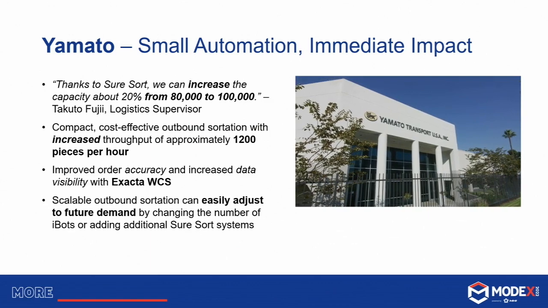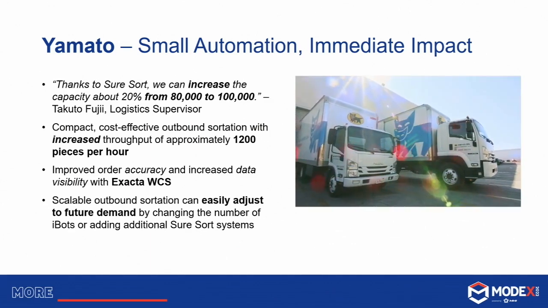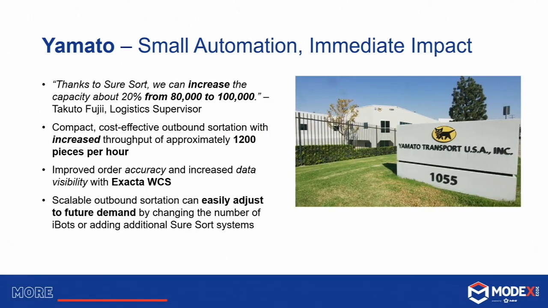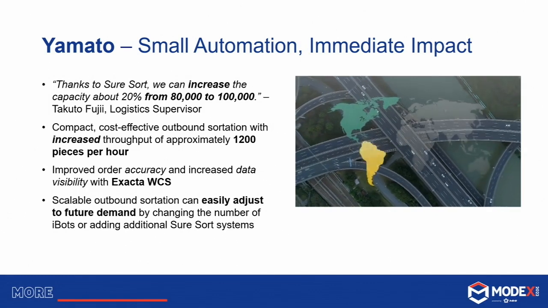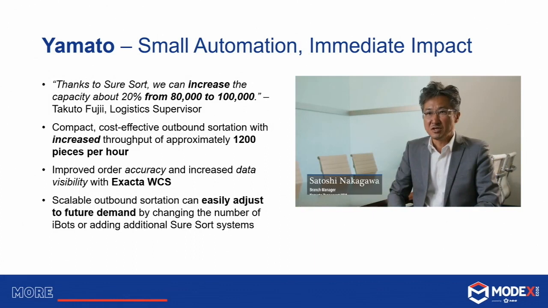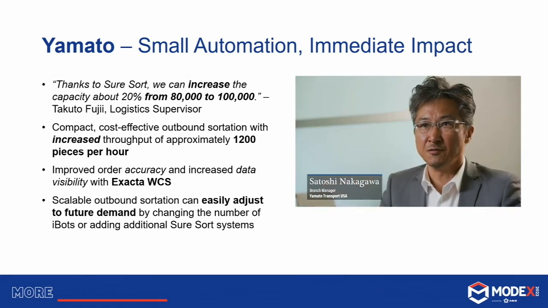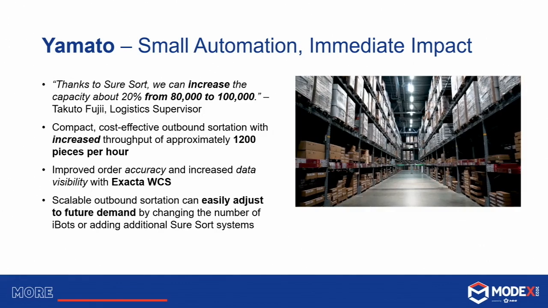So our first small automation or lower automation project example is Yamato. They had an existing facility, a lot of batch picking, going to manual put walls at the end of their batch pick. The question was, how can we better improve the facility and get more product out the door with the smallest amount of investment and see that really good return? So they used the OPEX SureSort as a way to automate the put wall, and that's the backbone of what they changed in their facility.